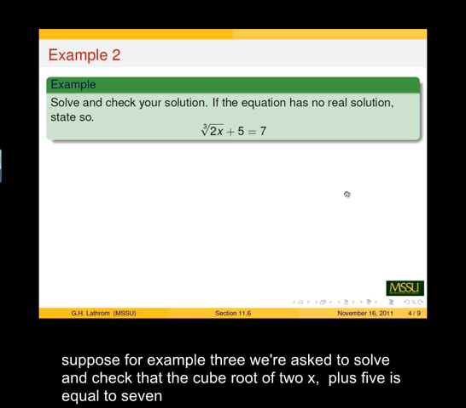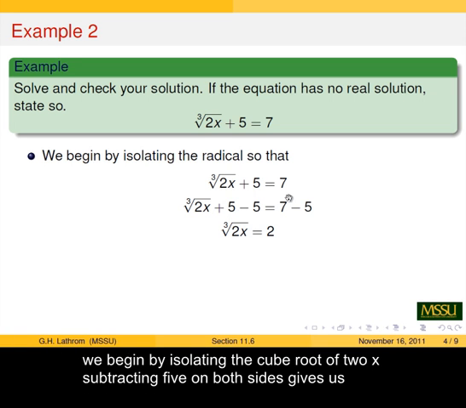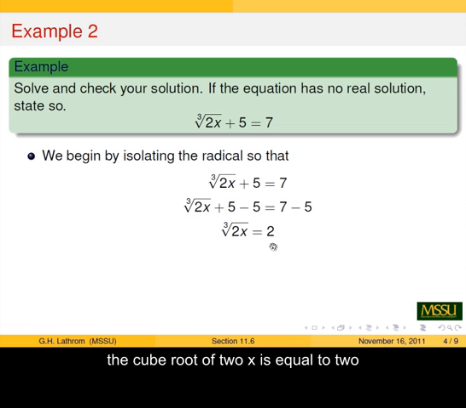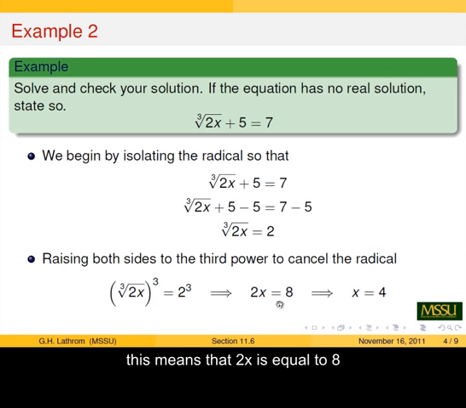Suppose, for example 3, we are asked to solve and check that the cube root of 2x plus 5 is equal to 7. We begin by isolating the radical, cube root of 2x. Subtracting 5 on both sides gives us the cube root of 2x is equal to 2. Now raising both sides to the third power so that we cancel the radical, we have the cube root of 2x cubed is equal to 2 cubed. This means that 2x is equal to 8. If 2x is equal to 8, then x is 4.